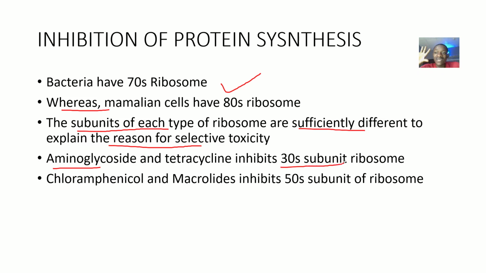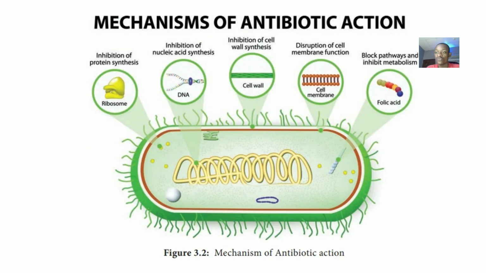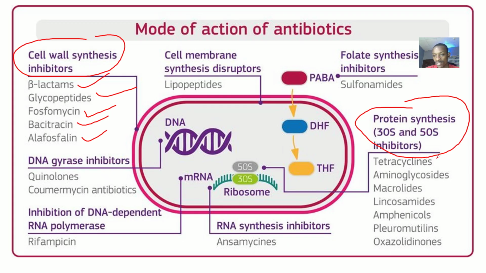Now, if they are inhibiting the ribosomes, what is the primary function of ribosomes? Formation of proteins, and proteins are vital components of life. So if the aminoglycosides and tetracyclines are inhibiting the 30S subunit of ribosomes, then the formation of proteins is obstructed. Then chloramphenicol and macrolides can inhibit the 50S subunit of ribosomes. Looking here, you can see them. This is how protein synthesis is inhibited.